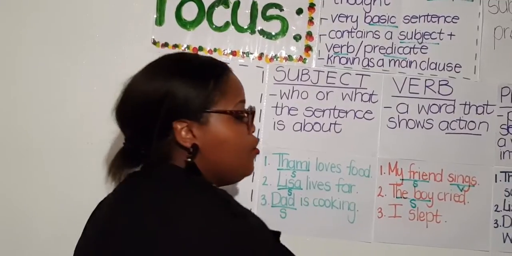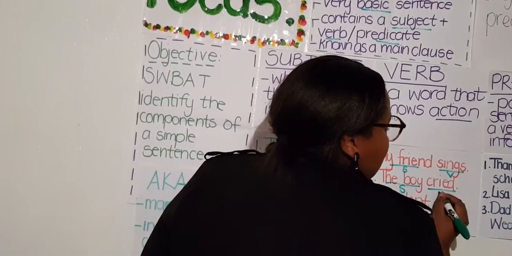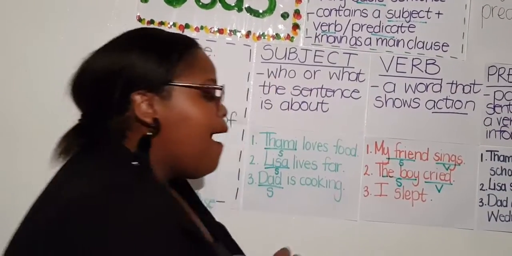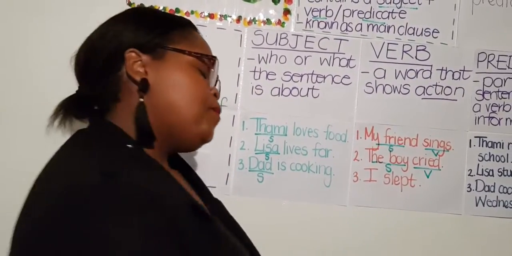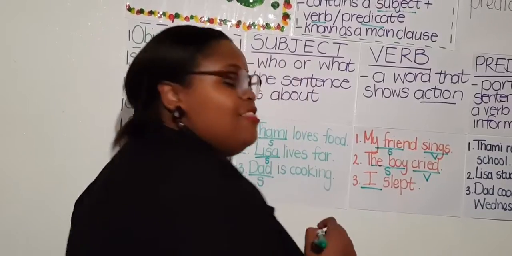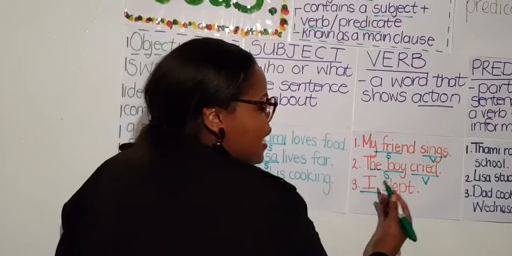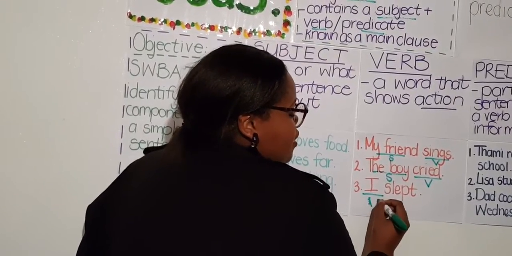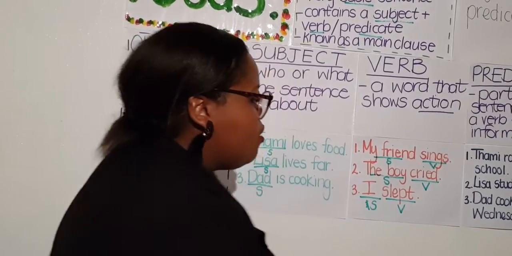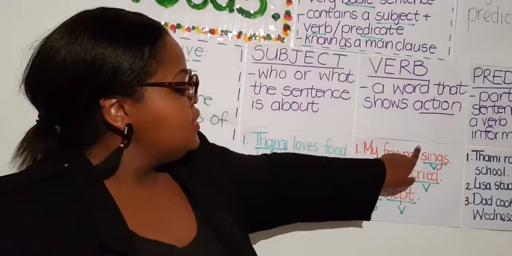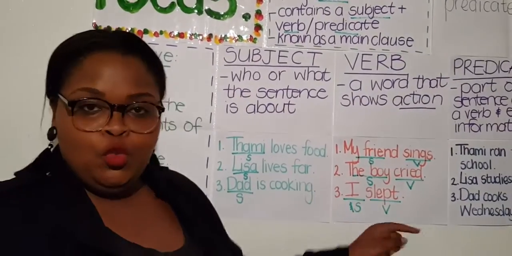The boy cried. So cried is our verb. I slept. Who or what is the sentence about? I. And then what did I do? I slept. So I is our subject. Slept is our verb.